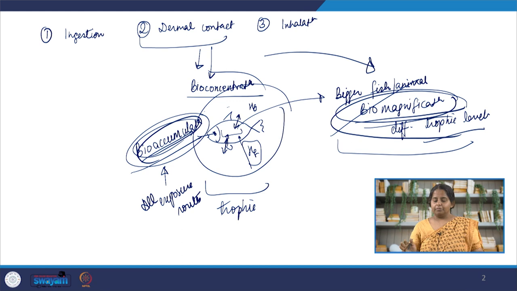Biomagnification is a little tricky. However, it can be oversimplified simply by saying, if we know the intake rate of this particular animal at this trophic level, we know the intake of the fishes that that animal is eating.